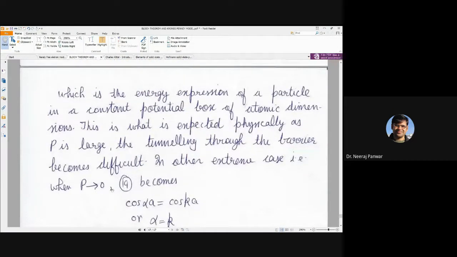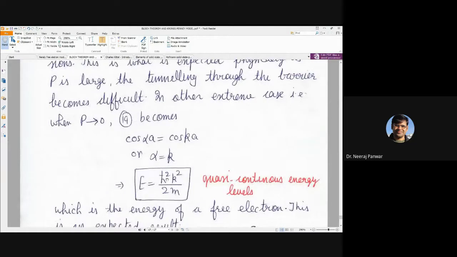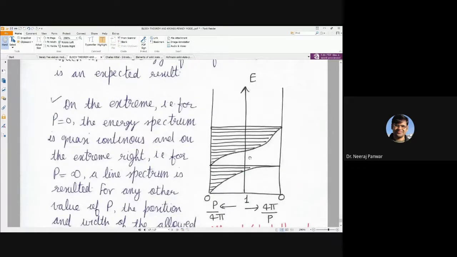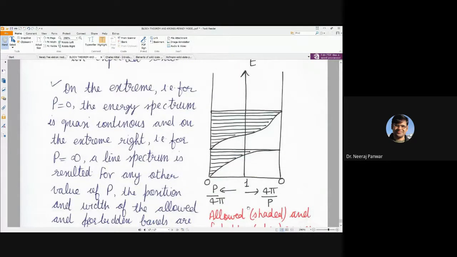And if P tends to zero, then we will have the energy of a free electron, h cross square k square by 2m. We will have continuous energy levels that correspond to a free electron. So we can plot energy as a function of P. When P tends to infinity, we have energy levels, and when P tends to zero, we have continuous energy, and in between zero and infinity, we have energy bands.